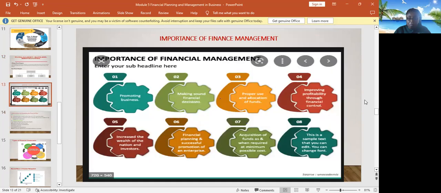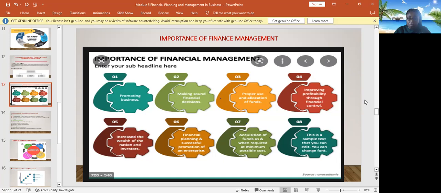Then importance of financial management. It promotes business, number one. Number two, it helps you in making sound financial decisions. Three, it helps you to make proper use and allocation of funds. The fourth one is it helps in improving profitability through financial controls. Five, it increases the wealth of the nation and investors.